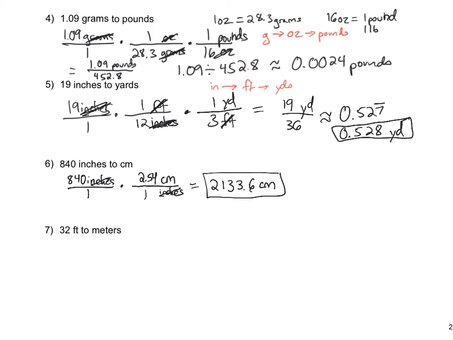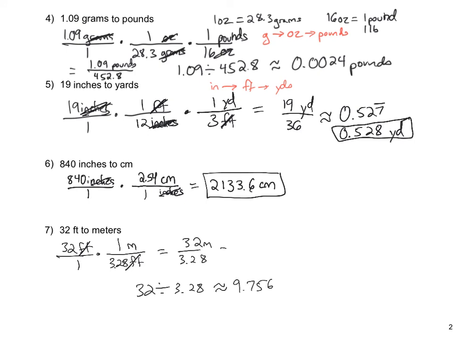And last example on this page, also a pretty straightforward conversion. We have 32 feet all over 1 times, and we want to go from feet to meters. 1 meter is equal to 3.28 feet. My units cancel, and I basically end up with 32 meters over 3.28. I'm going to do 32 divided by 3.28, and that gets me approximately 9.756. So this is 9.756 meters.